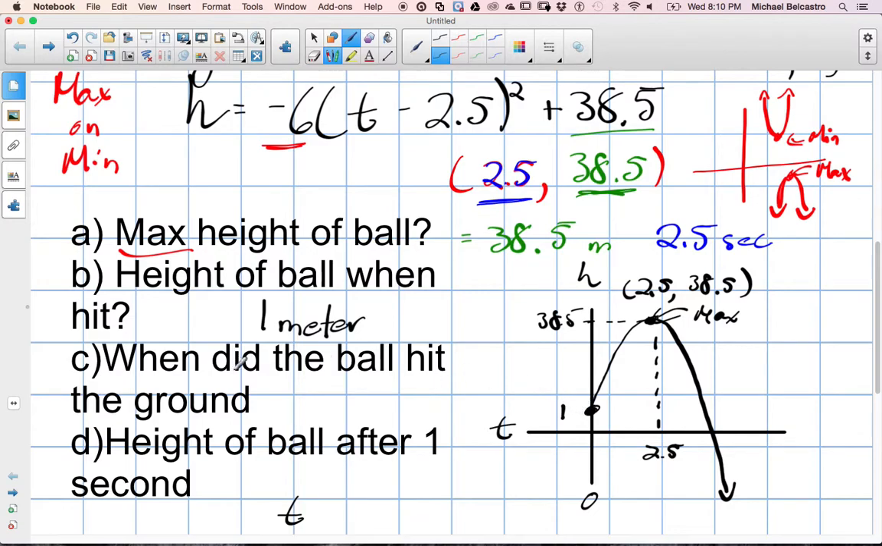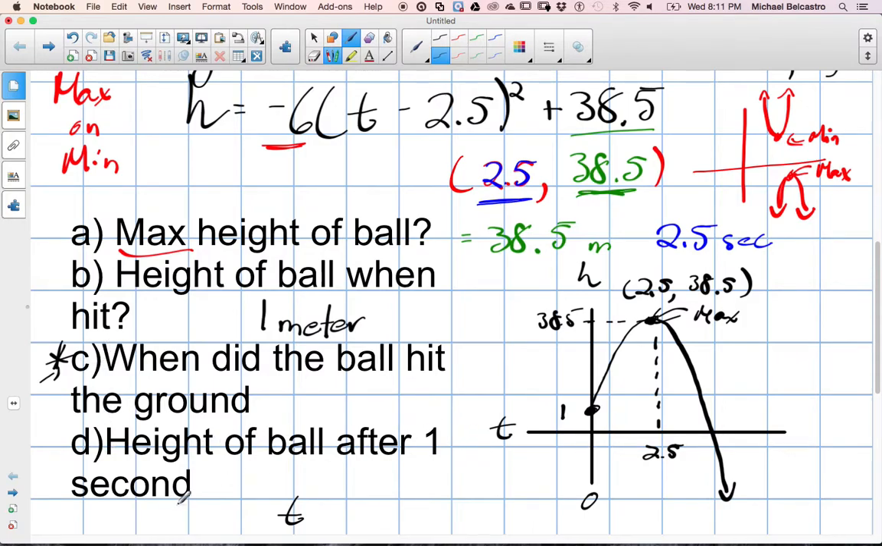Okay. When did the ball hit the ground? This is a tricky question, because there's a couple ways to do this. It's looking for when the height is 0. We can trial and error our way through this question to figure that out. What I'm going to do is come back to this one. Okay, I'll put a little star. We're going to deal with D first and then come back to C.